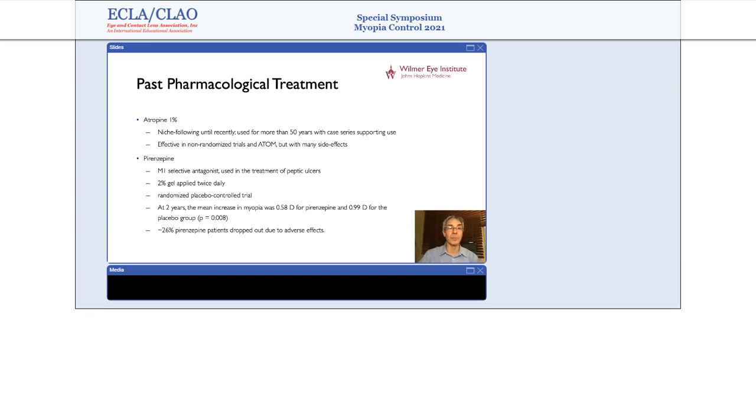About 20 years ago, pirenzepine, an M1 selective antagonist which is used in the treatment of peptic ulcers, was applied as a gel to the surface of the eye. This was an attempt to get the impact on collagen and scleral lengthening without getting the pupillary dilation and mydriasis effects. It was a randomized placebo-controlled trial, and at 2 years, the mean increase in myopia was 0.58 diopters for pirenzepine and 0.99 diopters for the placebo group. That was a modest result, a little bit less than a 50% reduction in progression, but of concern, 26% of the patients dropped out due to adverse effects. This drop was never labeled or applied for FDA approval.